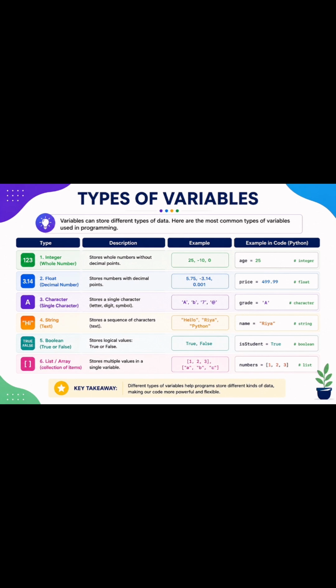Third one is instance variable, which is used in object-oriented programming. It is declared inside a class using self. Each object has its own separate copy, and it stores the data which is specific to an object. Fourth one is class variable, that is also object-oriented programming, which is declared inside the class but outside methods, shared by all the objects of the class, used for common data.